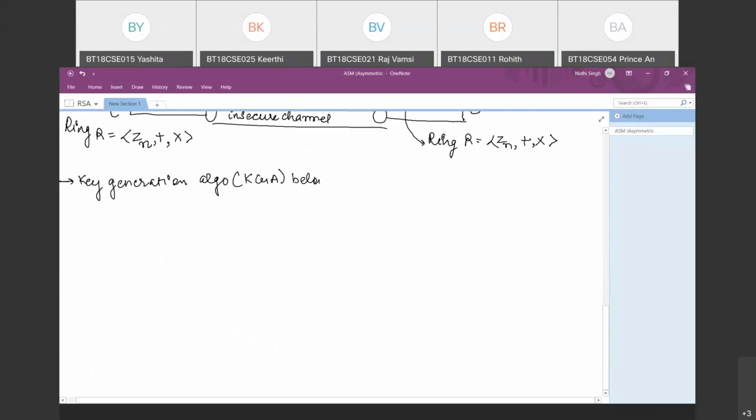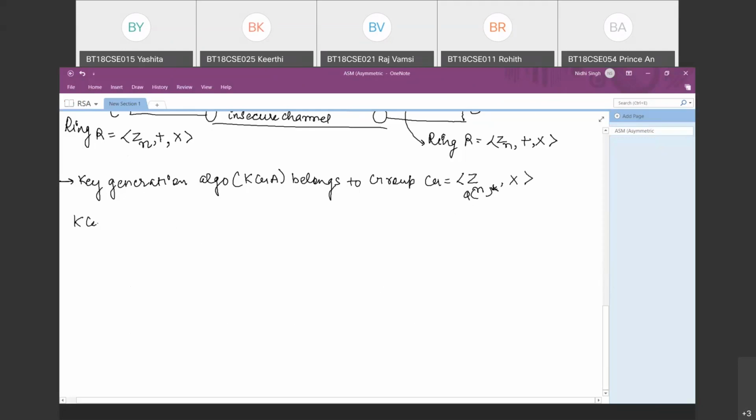My key generation algorithm belongs to the algebraic structure called group. And this group is Z phi n star, because we are talking about the multiplication operation. So why I am taking phi n, I will illustrate to you with the help of the algorithm.